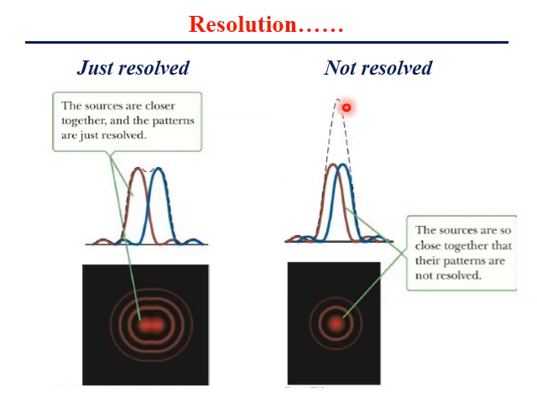Now this, you see, is the example of not resolved. They are so close to each other that you cannot differentiate between the two. So the sources are so close together that their patterns are not resolved, and we cannot say that this is resolved. Fine. So this is the example of just resolved and not resolved images.